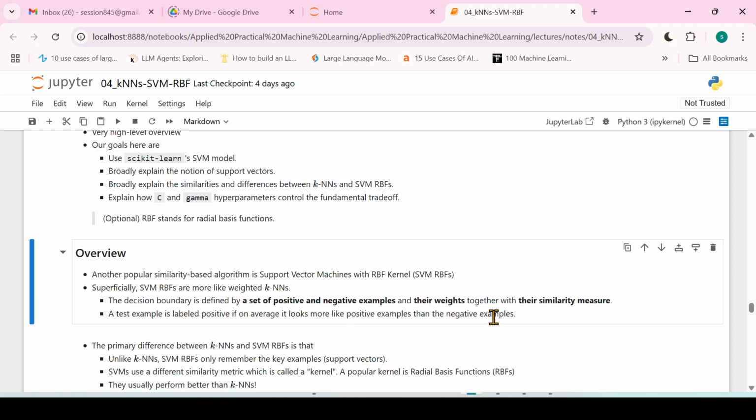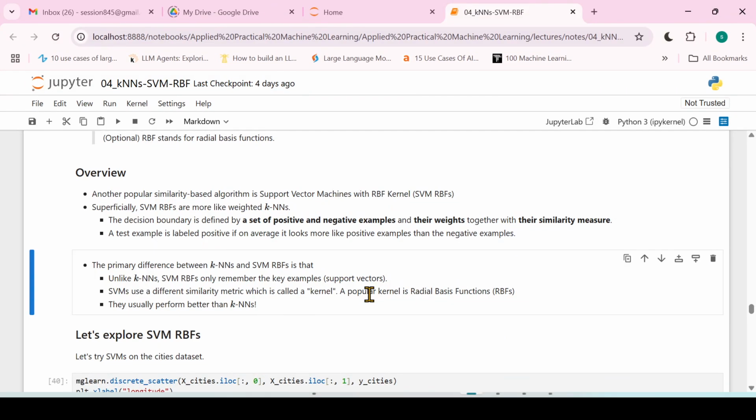A test example is labeled positive if, on average, it looks more like a positive example than a negative example. Again, we'll see how this test example is classified with the graph. But the primary difference between KNN and SVM is that SVM has the RBF kernel, right, which only remembers the key examples, which are called the support vectors. Whereas in KNN we have to consider all the examples to classify any data point. SVM uses a very different similarity measure called kernels, right? And the popular kernel it uses is the RBF. That's the reason we call this SVM with RBF kernels, right? And they perform better than KNN.